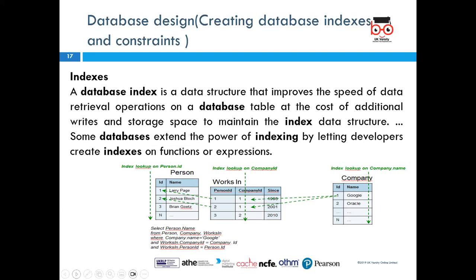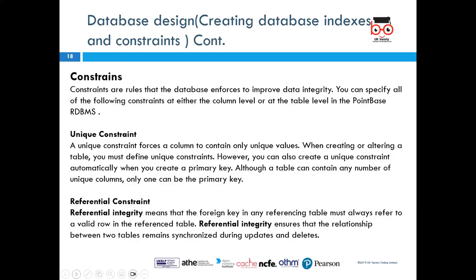When it comes to indexes, indexing is a data structure that improves the speed of our data retrieval operations on the database table. So indexing allows us to quickly access a field, a row, by simply adding an ID, which normally comes as a number, and it is the fastest way for us to access our data.